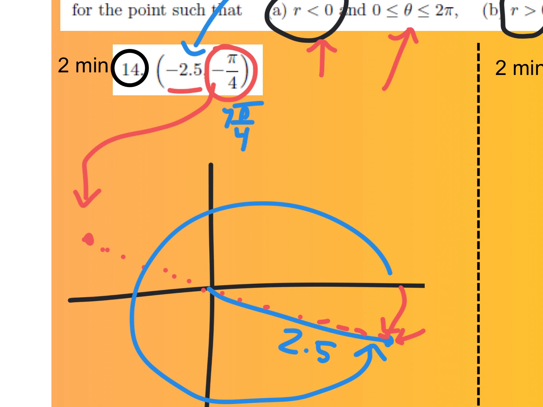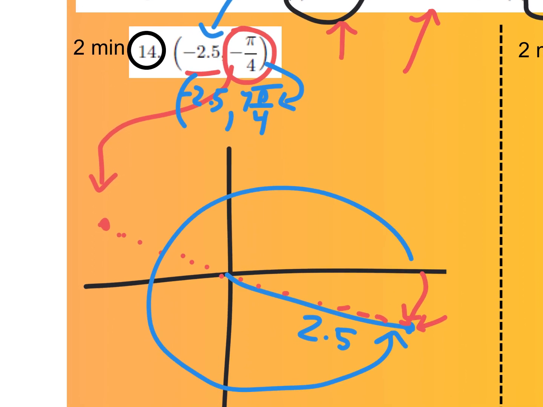All I'm doing is replacing the... Oh, wait, but this has got a negative 2.5. Sorry. I just replaced this angle with this angle. Now I've got my negative r, but my positive theta. All right. Now what if I needed positive r? Well, then I just look at this point, which is over here, and say, what is its radius? Oh, it's 2.5. It's 2.5.